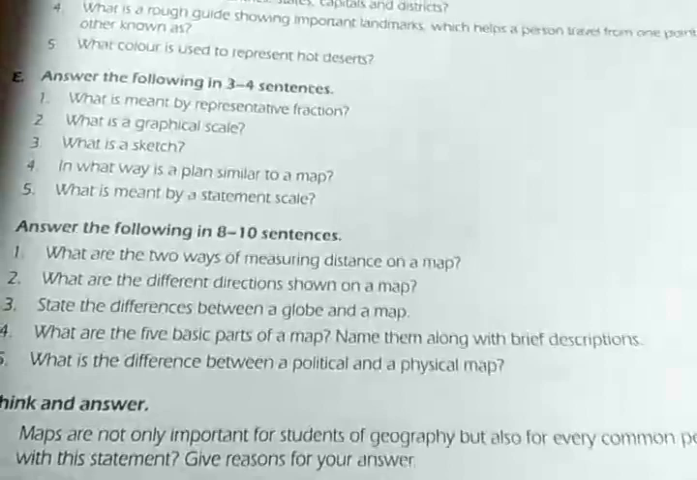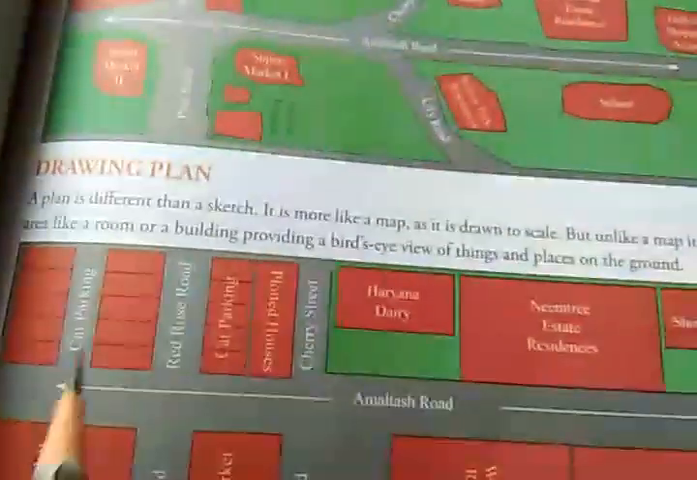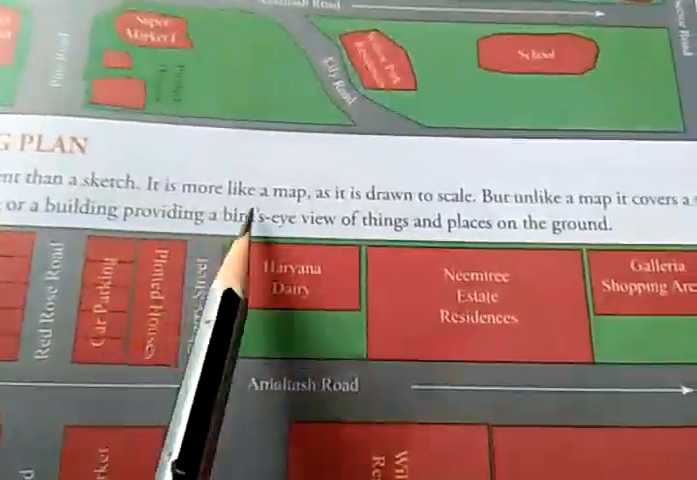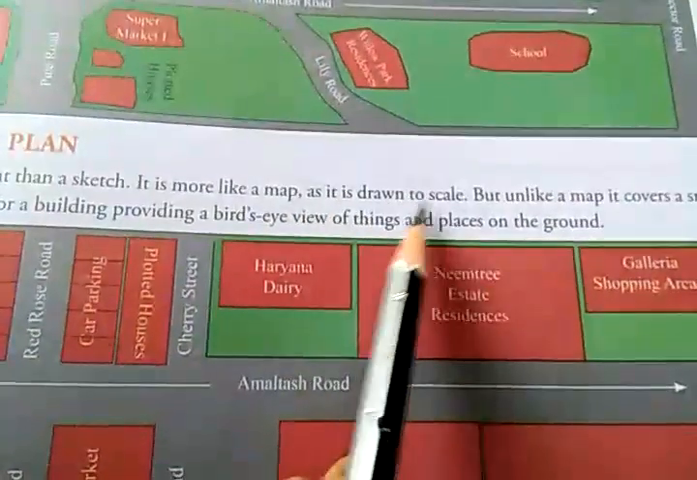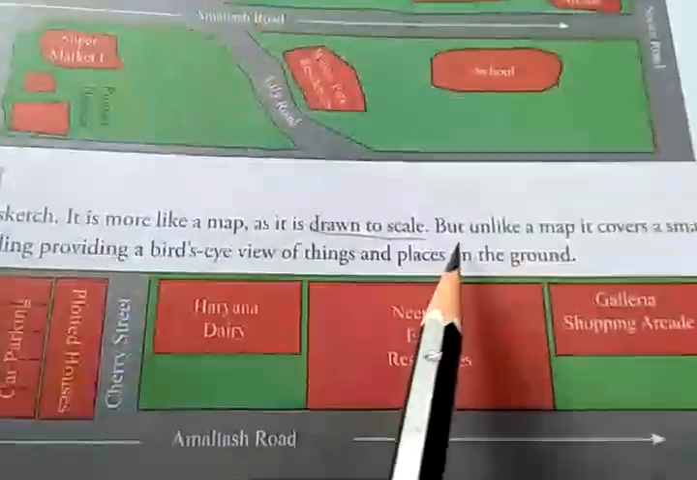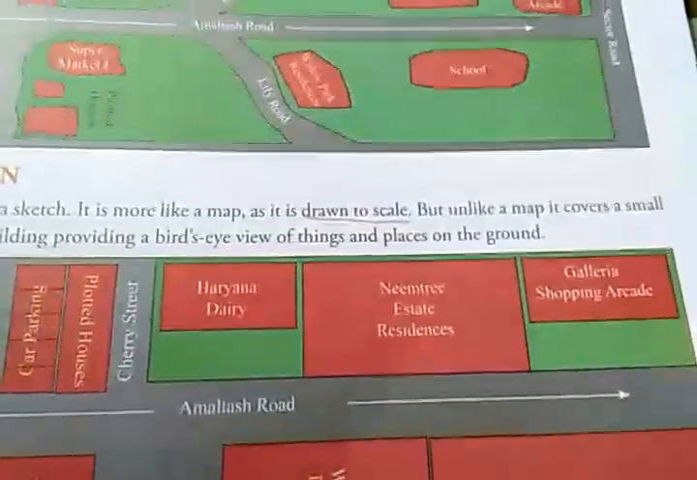Then in what way is a plan similar to a map? First is that both are drawn according to scale. Let me see what is similar. You can see over here plan. A plan is different from, it is more like a map. See, it is drawn to scale. So this is similar between a map and a plan. Both are drawn according to scale.